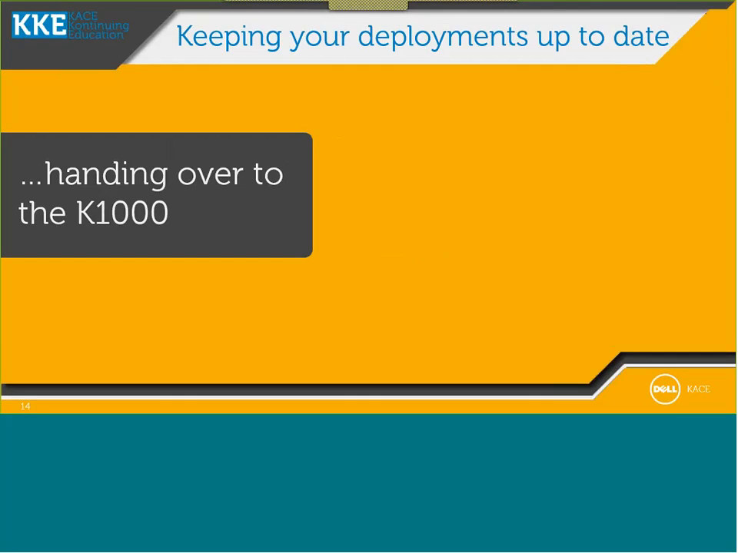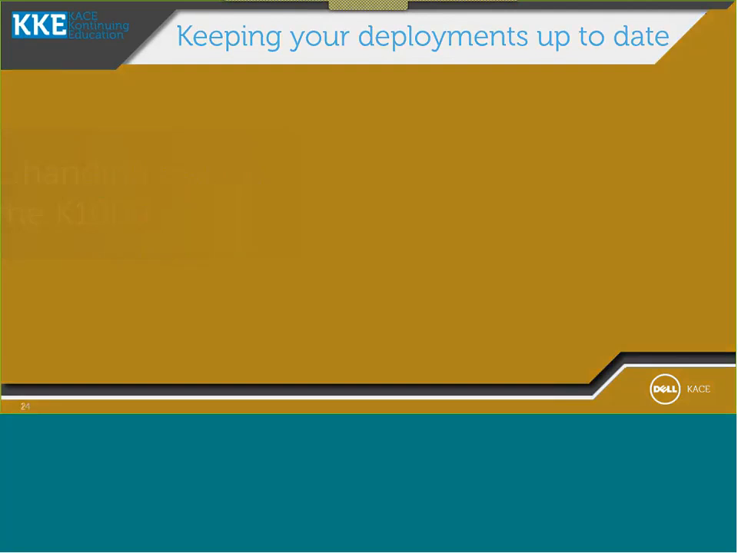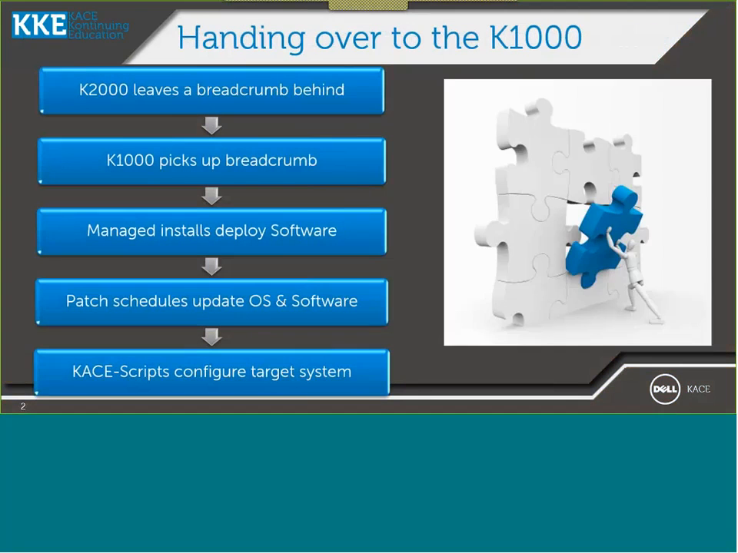Now, if not, we can also hand over to the K1000. Now, the K1000 and K2000 at this point in time don't actually communicate much. So how does the K1000 know that the K2000 has deployed a new system, and what type of systems or what the K1000 shall do? Now, we can use a technique called breadcrumbs.